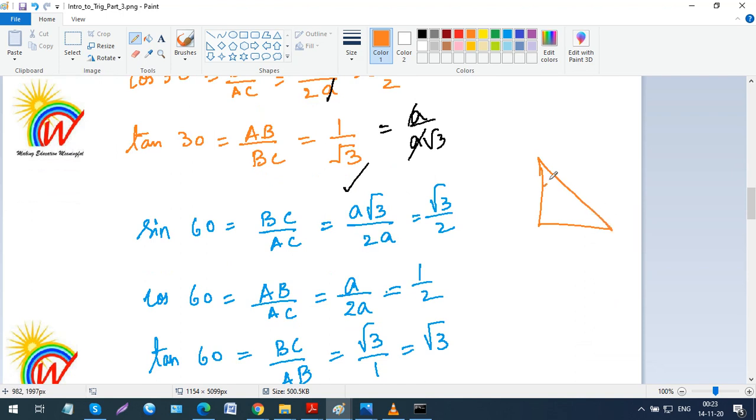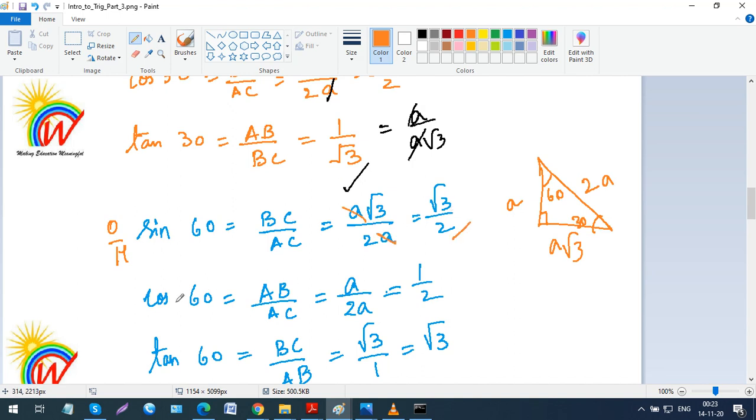Let's say this is 60, this is 30, and this is 90. This is going to be A, this will be taken as 2A, and this will be taken as A root 3. So you get opposite over hypotenuse in the first case, that's going to be A root 3 over 2A. So the A gets cancelled and you get root 3 over 2.